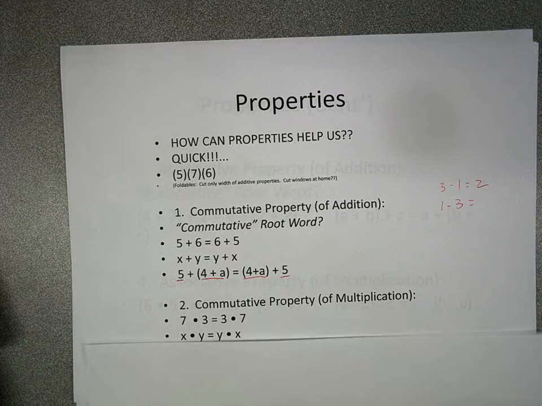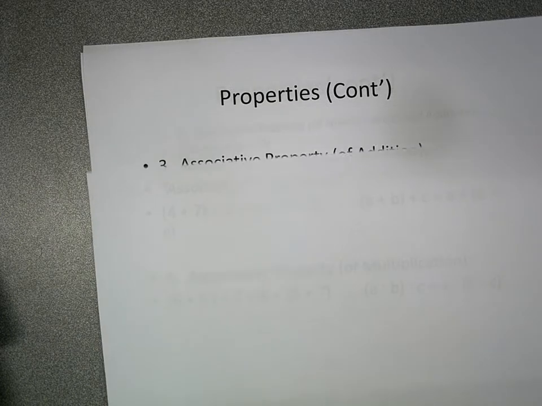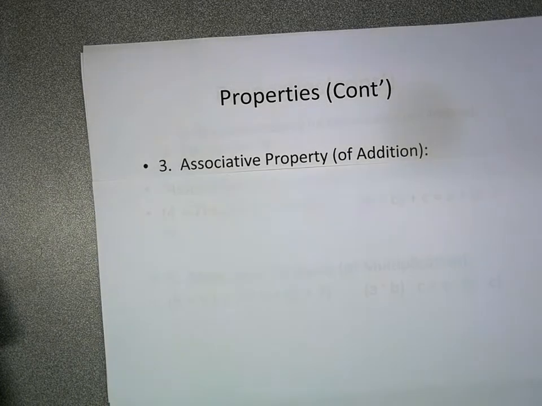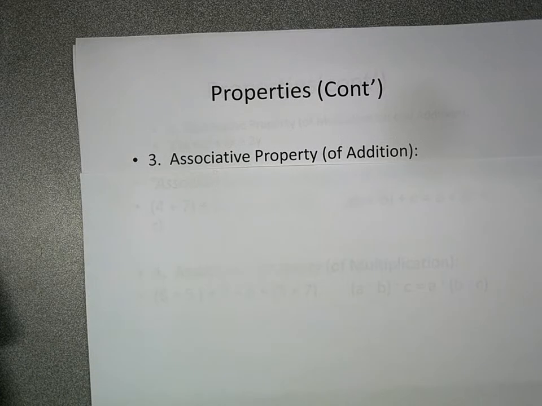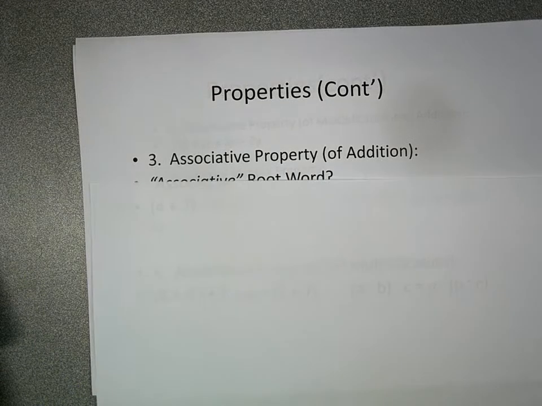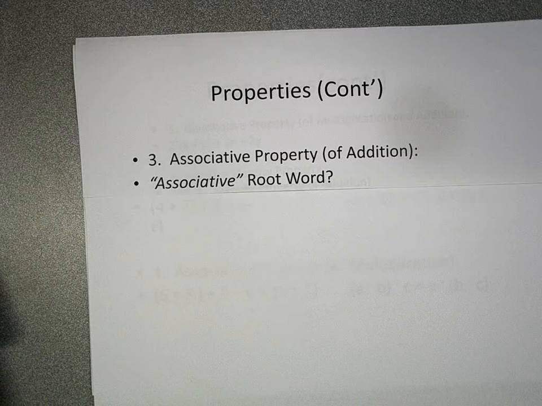Okay, here we go. Our next property is called associative property of addition. Everyone? Associative property of addition. Okay? So to help you remember these, we're going to do the same thing that we did last time. That word associative comes from which root word?